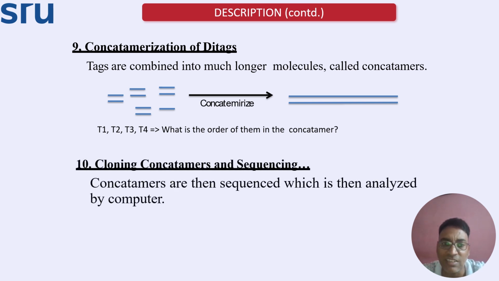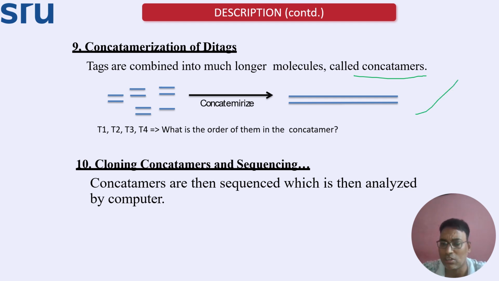So see, the tags are now combined into longer molecules called concatemers. This is an important part, see, the concatemers. Now all the ditags are combined together to form a single long big part which is termed as concatemers. See, all of them are concatenated into a single long segment.